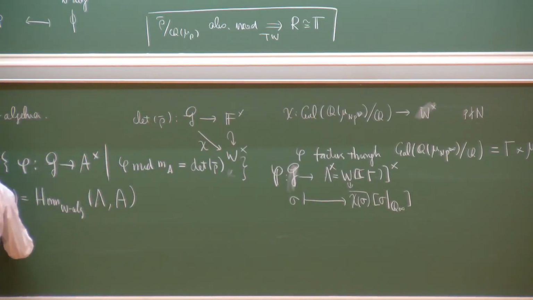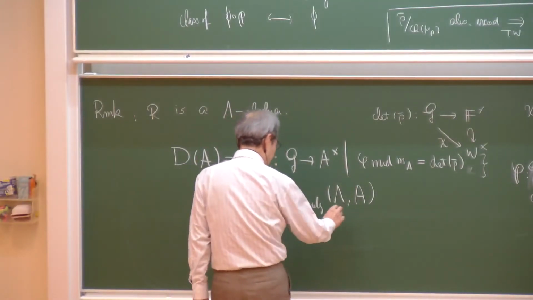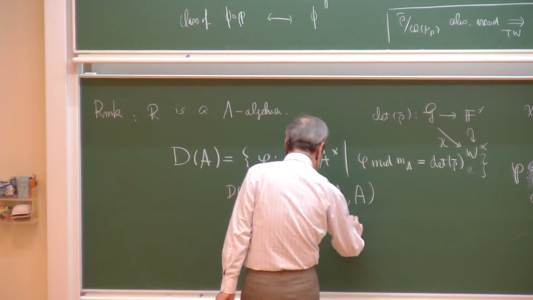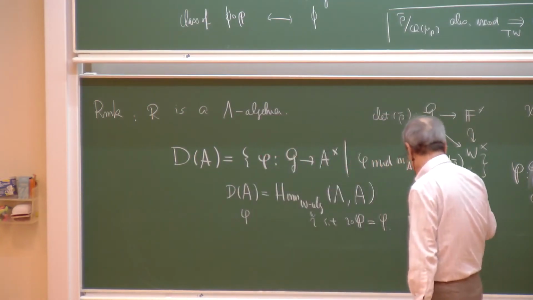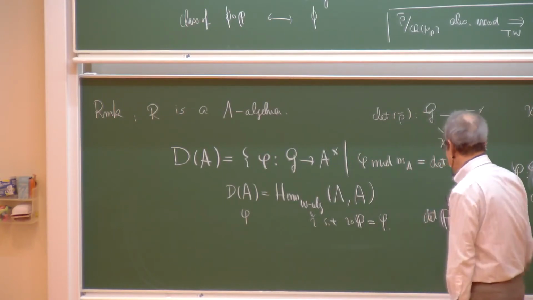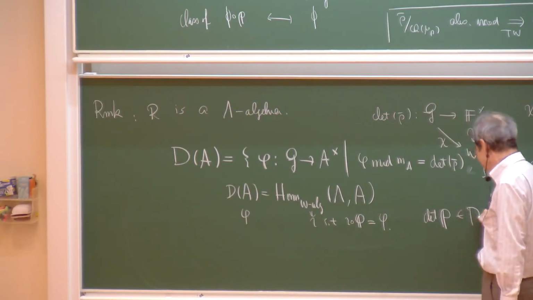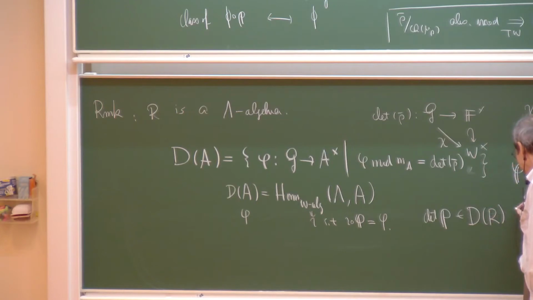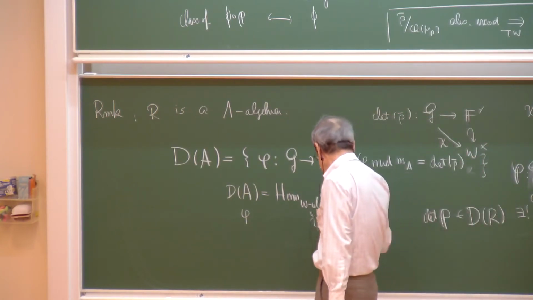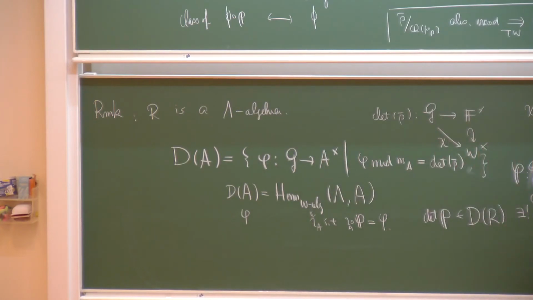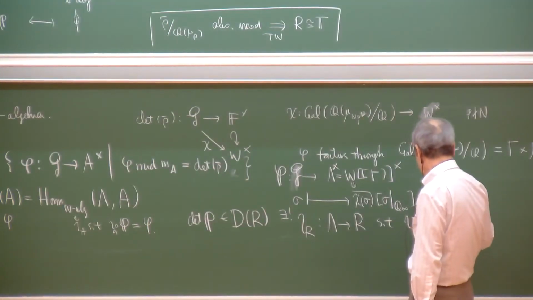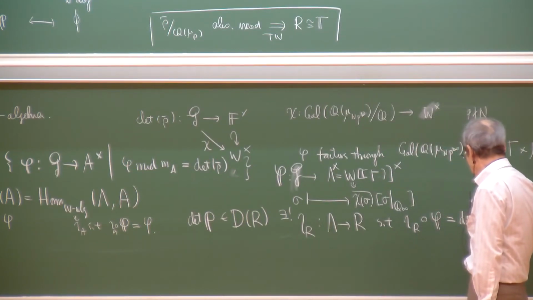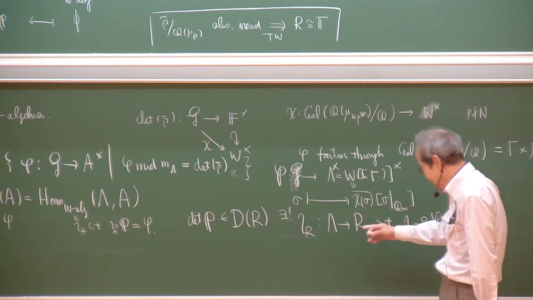So you get that. You have a phi, and there is an iota here such that iota composed with this universal character is phi. In particular, the determinant of the universal two-dimensional representation is in D of this R. So there exists a unique algebra homomorphism, iota_R, from Lambda to R, such that iota_R composed with this universal character is the determinant of rho. So therefore that means R is a Lambda algebra.